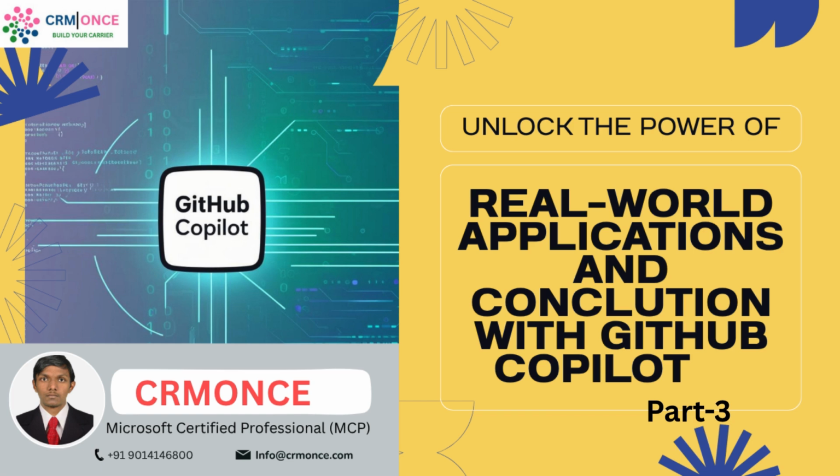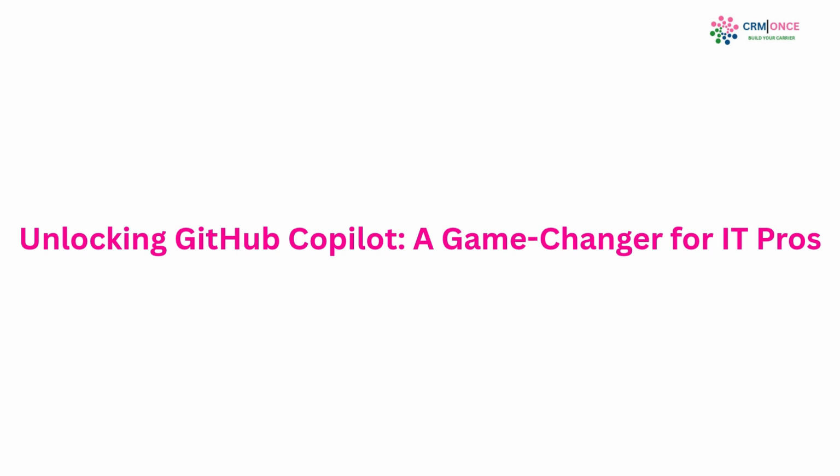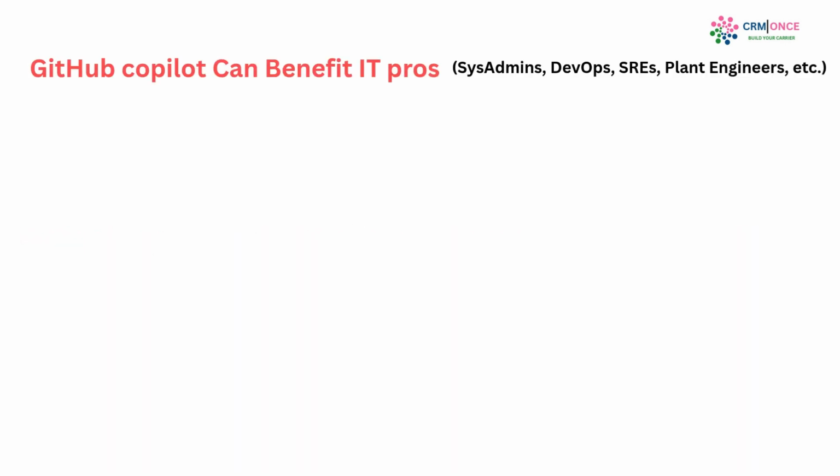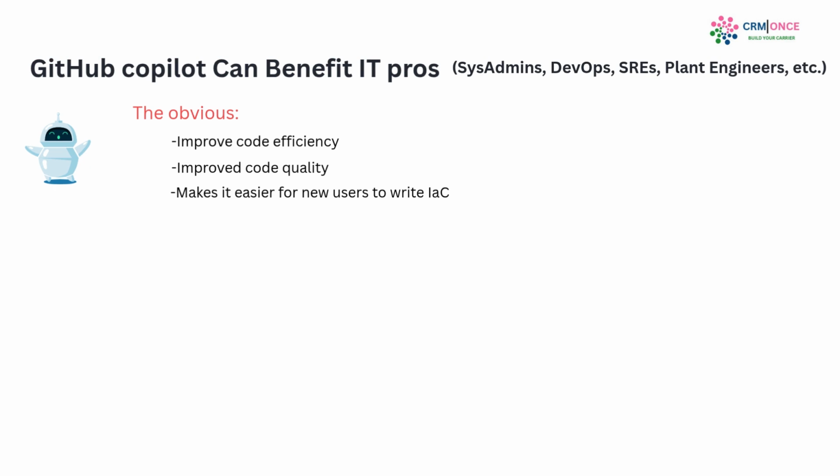Hello everyone. In this video, we're going to explore the benefits of GitHub Copilot for IT professionals. Now, when we say IT pros, we're talking about system administrators, DevOps engineers, SREs, platform engineers, and others in this space. First up, Copilot helps reduce coding time and lowers the barrier for beginners just getting started with infrastructure as code. It offers real-time suggestions, helping them learn as they build.